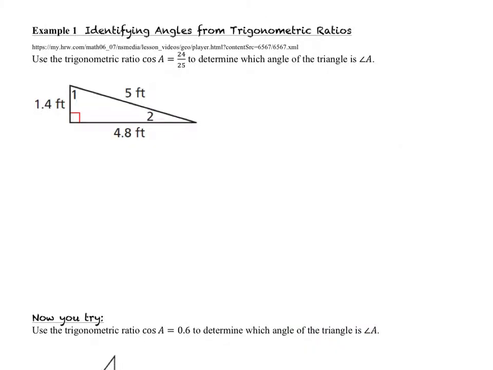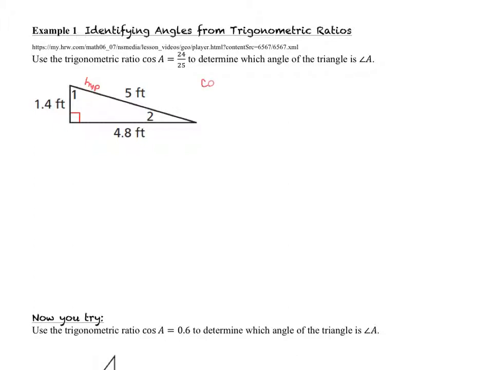In example 1, you can see that we have a right triangle, we have all 3 side lengths, and we have the 2 acute angles labeled 1 and 2. The question reads, use the trigonometric ratio cosine of angle A equals 24 over 25 to determine which angle of the triangle, angle 1 or angle 2, is angle A. We're going to try out both angles.